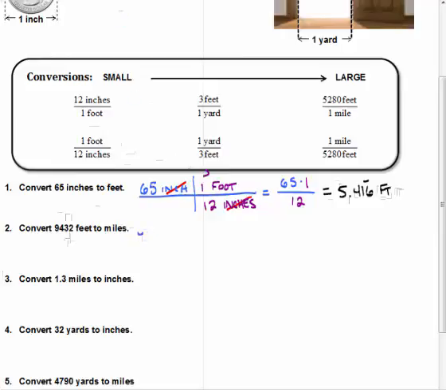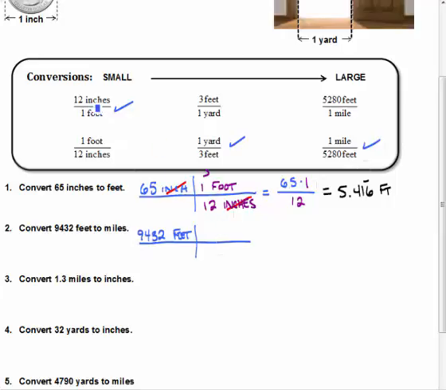So let me write that first. 9,432 feet. And again, I'm going to draw a line about that far across. And this time I'm looking to get rid of the feet and turn the feet into miles. So first I'm going to look up here and figure out which ones have feet in the denominator so that they will cross out or divide out. So if I look across here, that one has feet in the denominator, that one has feet in the denominator, and that one has feet in the denominator.